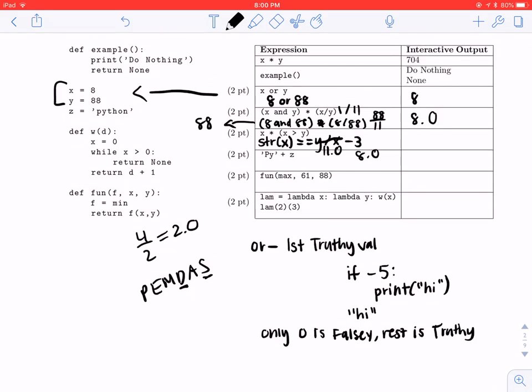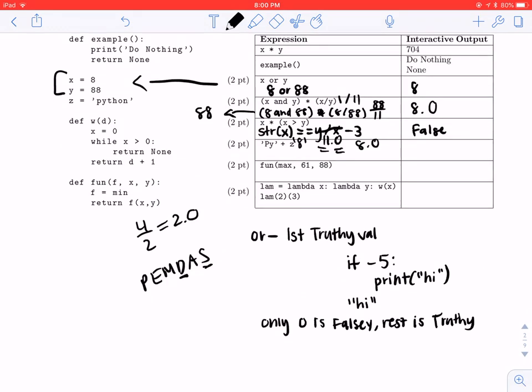Now we cast x into a string, and x is 8, so that's going to be the string 8. Then we compare that to 8.0. Clearly these two are not the same, so this is False.